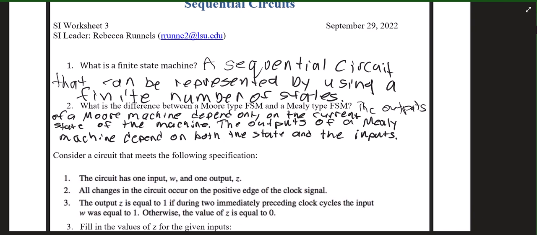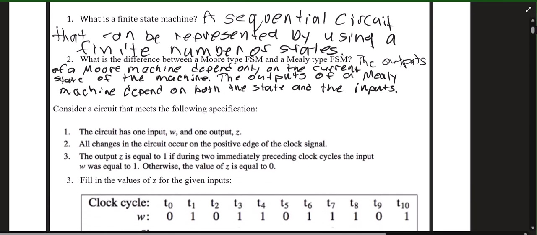And the difference between a Moore and a Mealy machine is if there's an output for the machine: for a Moore machine, the output only depends on what the current state of the machine is. That'll tell you what the output is. For a Mealy machine, the output depends on both the state and the input.